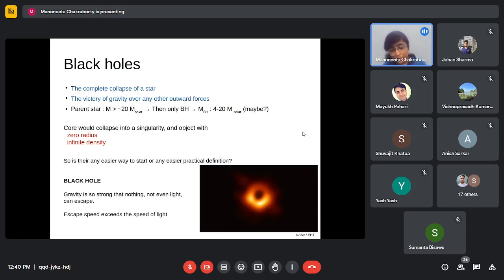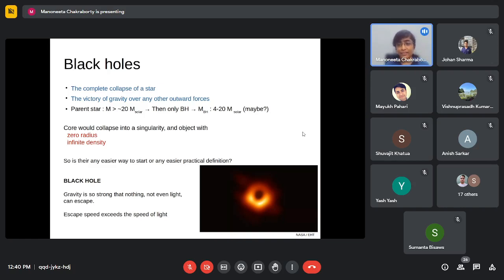Now that's a problem, because physicists like to call it a singularity, but they don't like to deal with them. That makes everything less interpretable and harder to deal with. So, is there any practical definition we can work with and connect to the black holes that we can actually see with our telescopes?